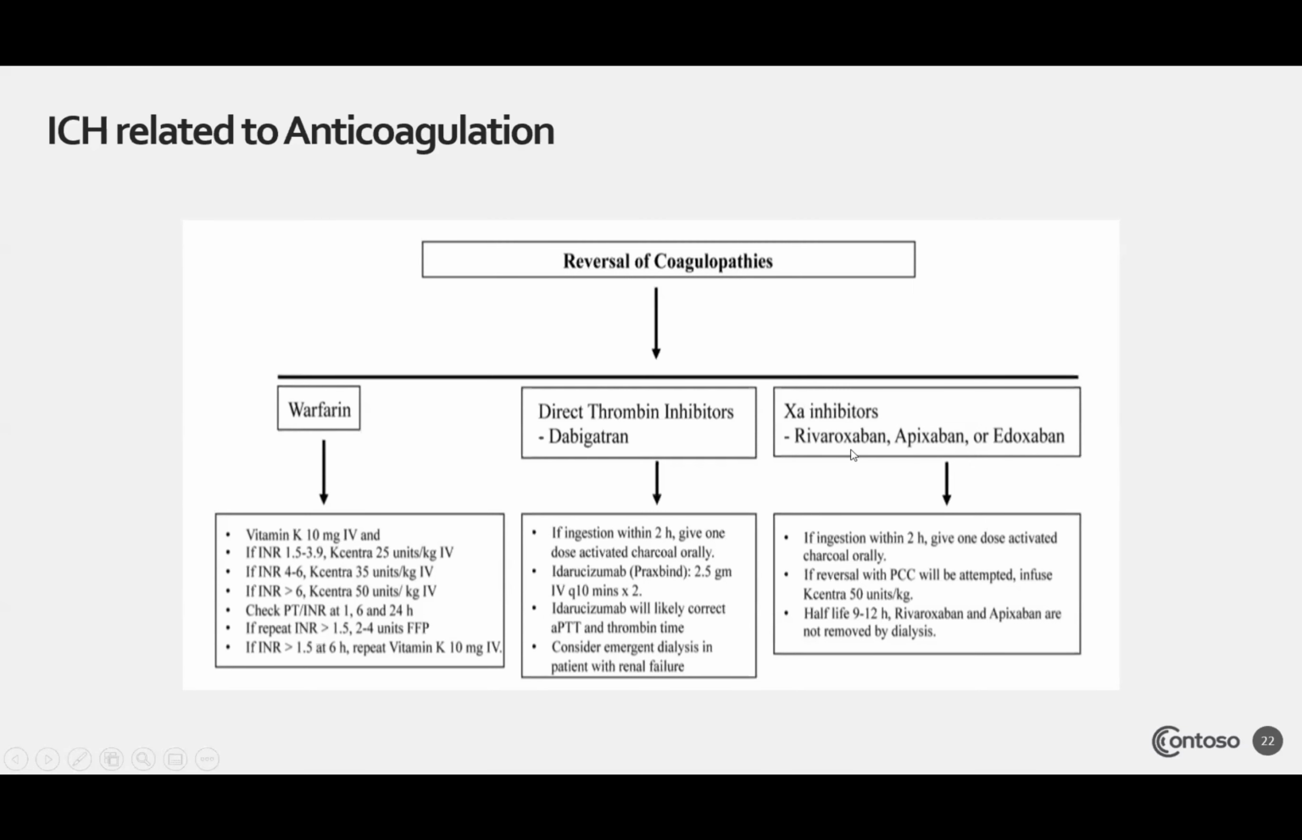For factor Xa inhibitors like rivaroxaban and apixaban, there is one on the market that was approved in 2018, I think, which is andexanet alfa. You can give it. You can also give prothrombin complex concentrate.